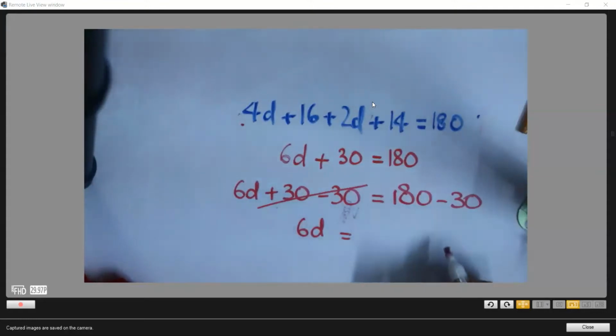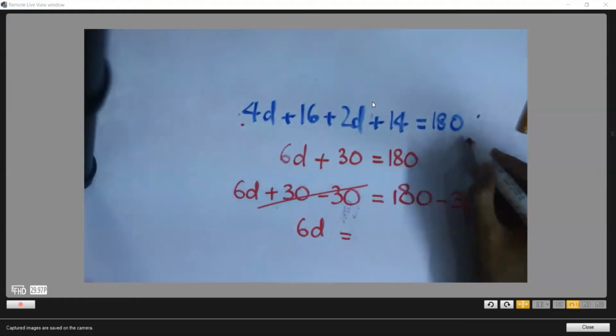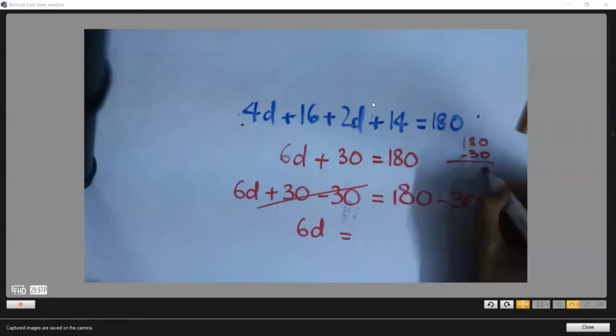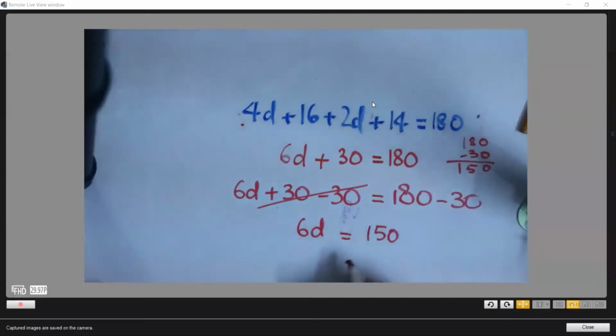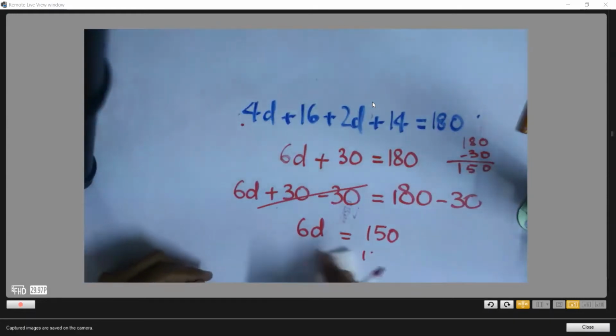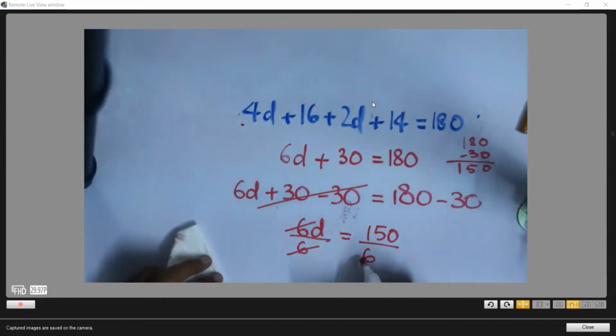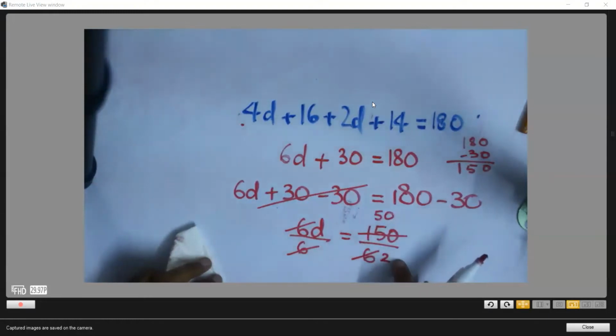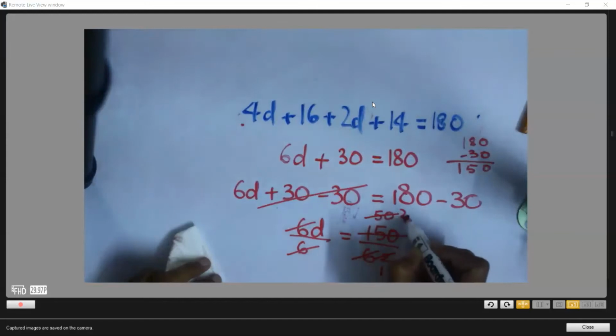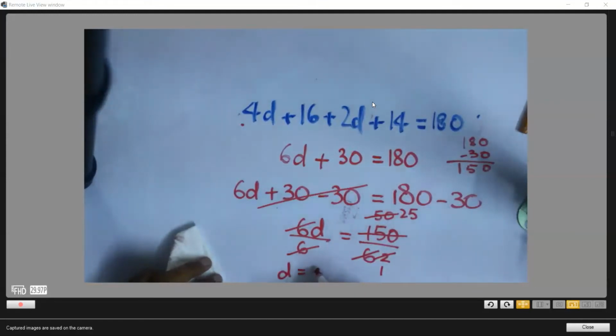6D is equal to 180 minus 30, which is? Teacher, the answer is 150. 180 minus 30 is 150, right? Now how to get rid of 6? Teacher, now we will divide by 6 on the other side. Right, 6 and 6 cancel. 3 2s are 6, 3 5s are 15, 0, 150. Any number with 0 as the last digit is divisible by 2. 2 1s are 2, 2 2s are 4, 2 5s are 10. So D is equal to 25.